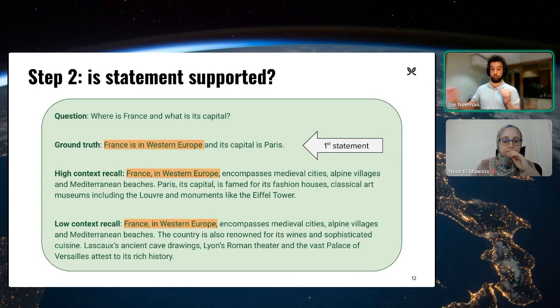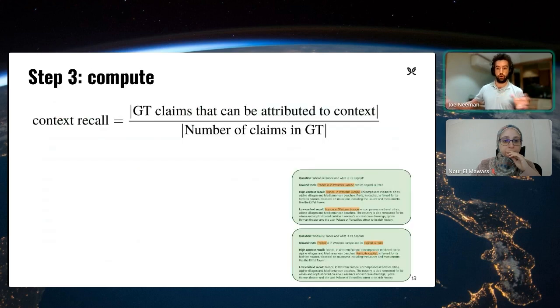And we see, are these two factual claims supported by the two recalls? Okay, the first one, that France is in Western Europe, is supported by both contexts. But the second factual claim, that the capital of France is Paris, is supported only by the high context recall and not by the low context recall. So to go from that to evaluating the recall scores, right?